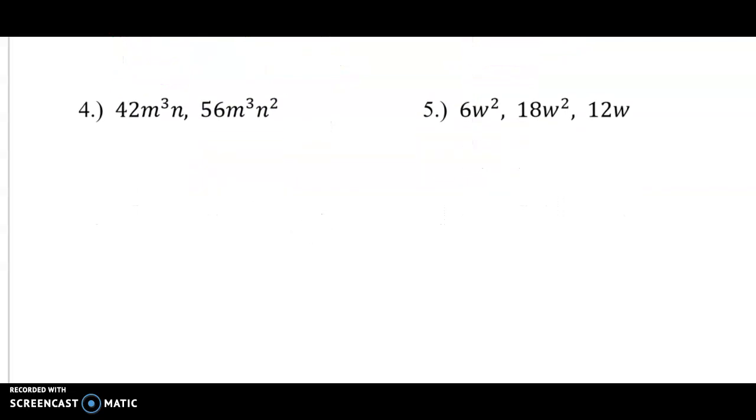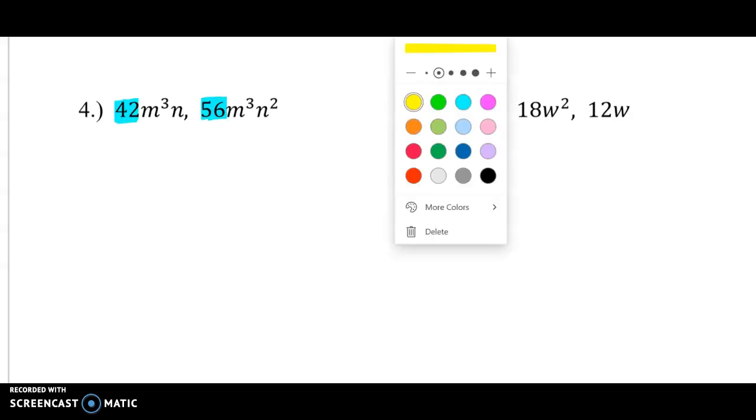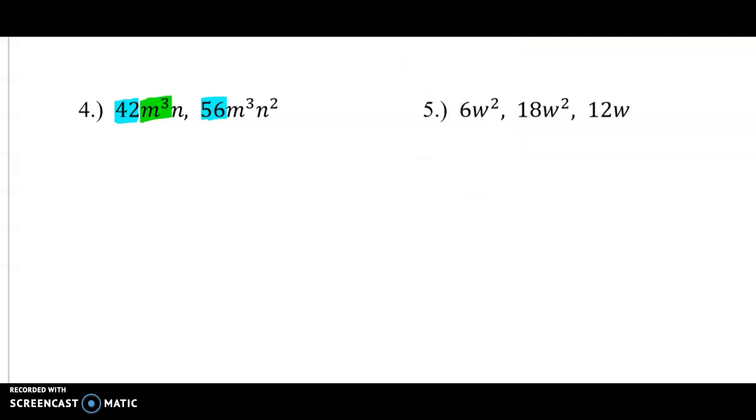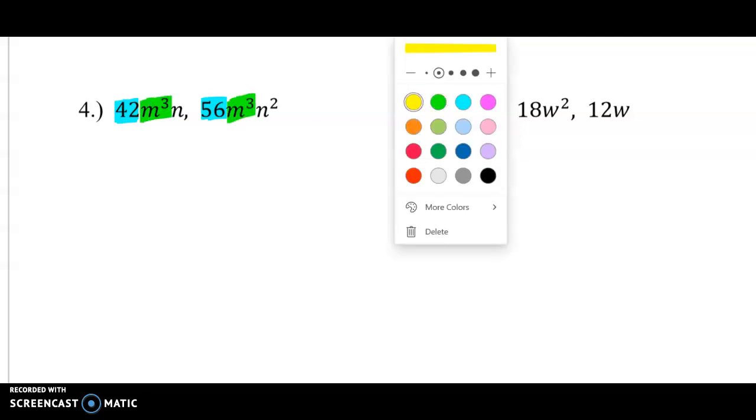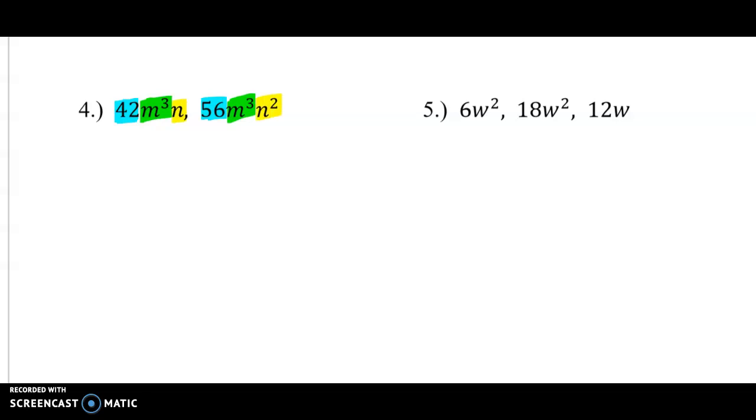All right, now we're starting to get into a little bit bigger ones. So we have 42, we have 56. Then we also have the m's that we can match up, and we have the n's that we can match up. So if we first look at 42 and 56, you have to start thinking about what are the numbers that go into 42 that could possibly go into 56. So this is where I want you guys to take a second and see if you can figure that out on your own.